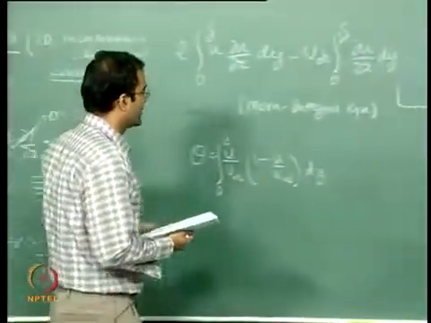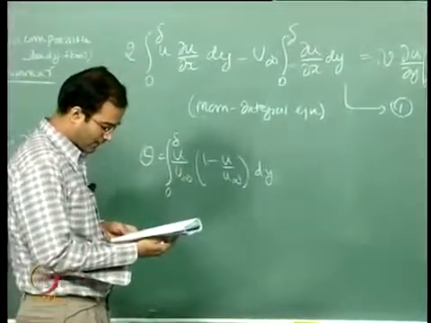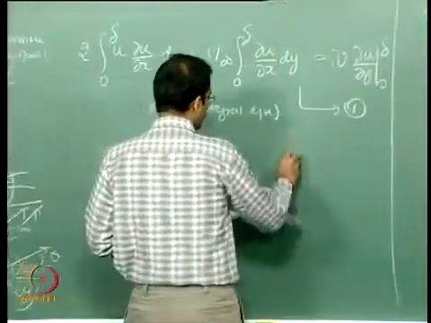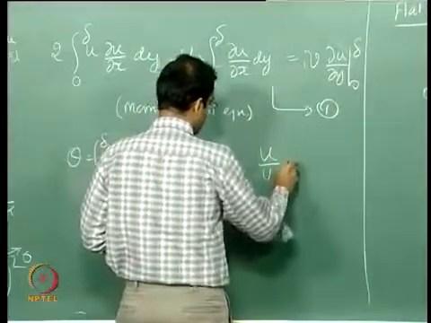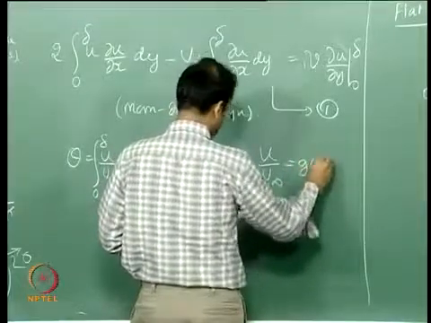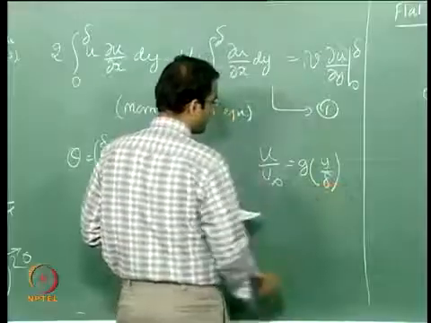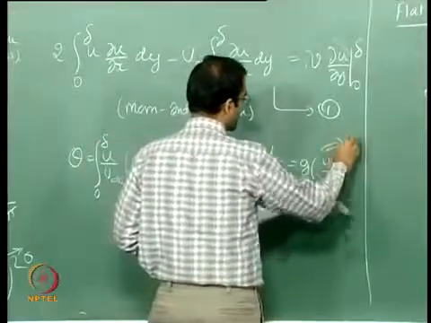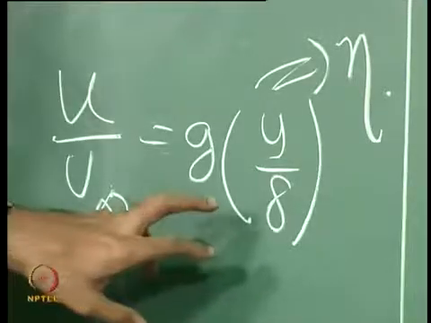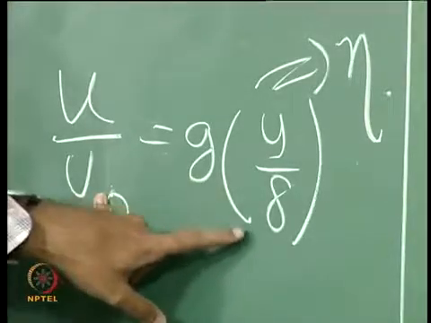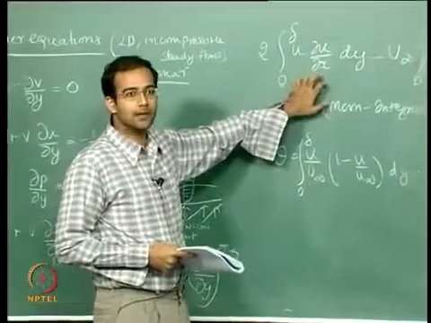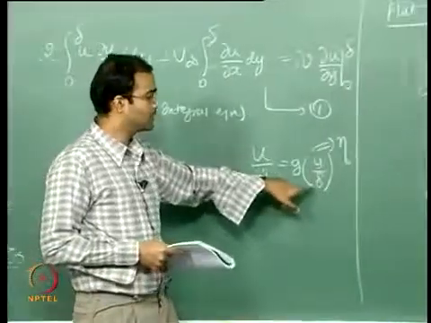Anyway, we are not interested in solving for the momentum integral right now. What we are going to do, we have already assumed that u by u infinity is a function g, which is a function of y by delta. This is nothing but my similarity variable eta. I am going to plug in this form of solution which Blasius has assumed into this particular momentum integral. Why I am doing all this is that finally I have to solve for delta.